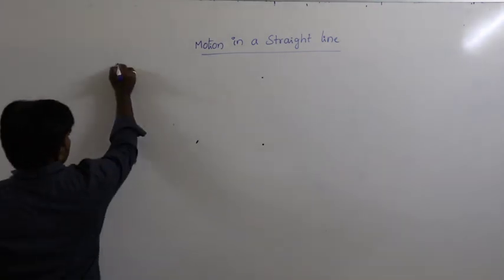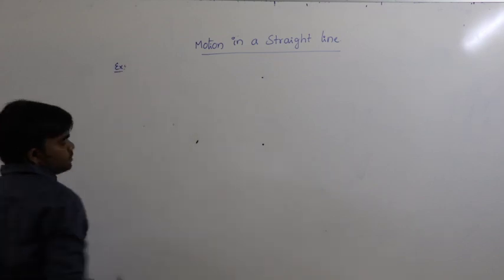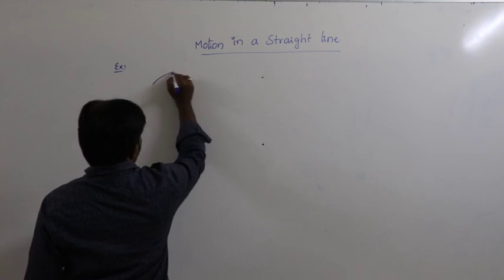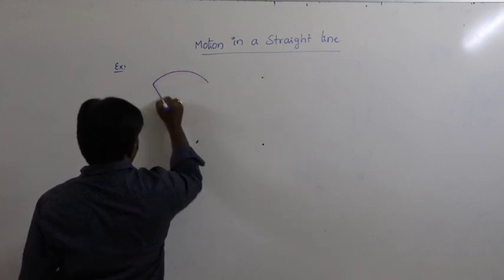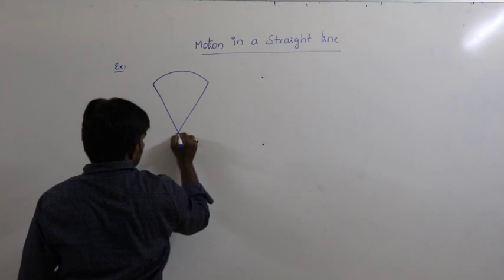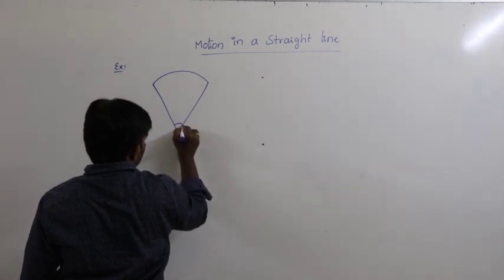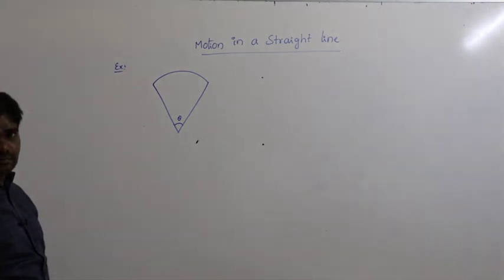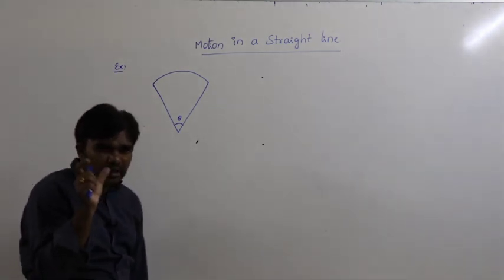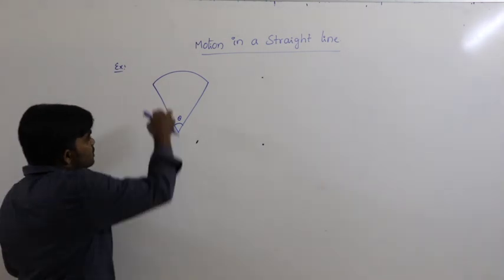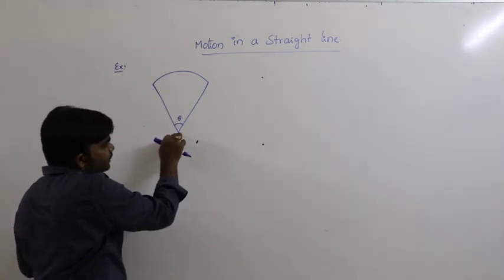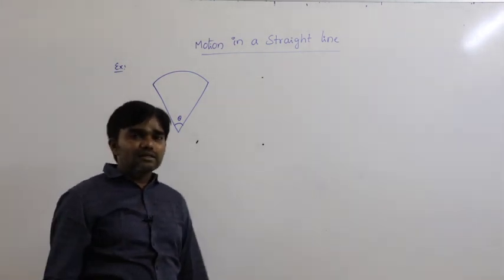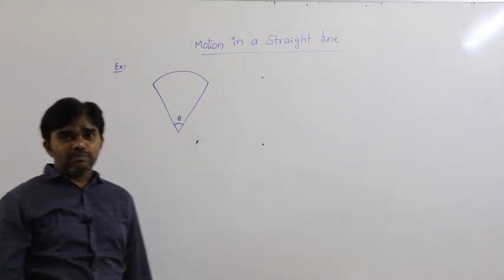One more example to calculate the distance and displacement. For example, I am considering a small arc. This small arc subtends an angle theta at the center. Then in this situation, how can you calculate the distance and how can you calculate the displacement?